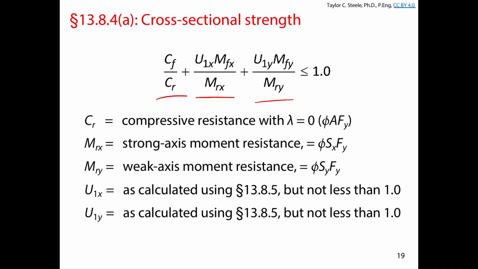Does anyone have any questions about what we need to do here to check cross-sectional strength before we continue?